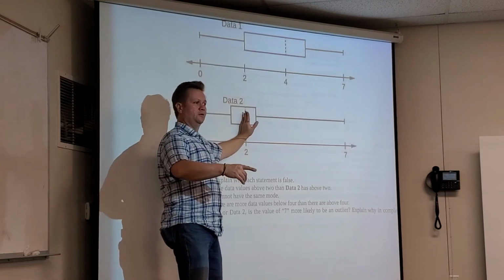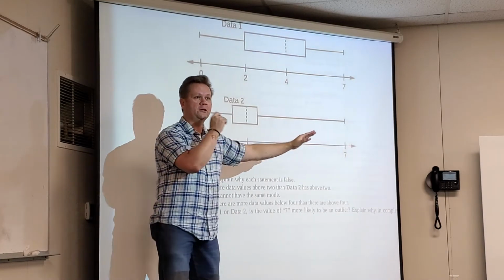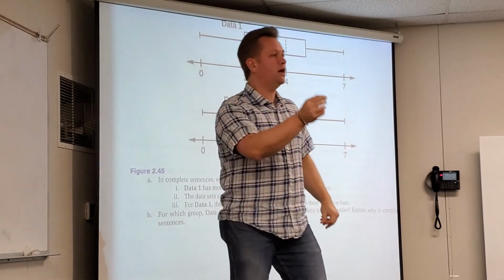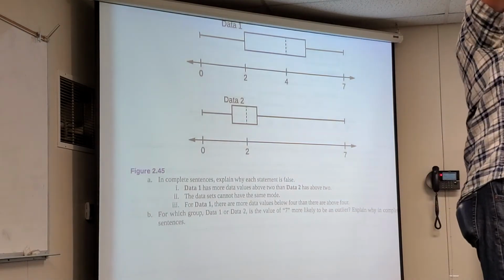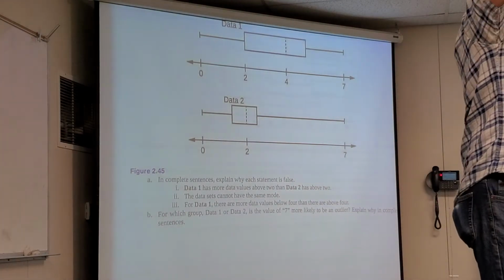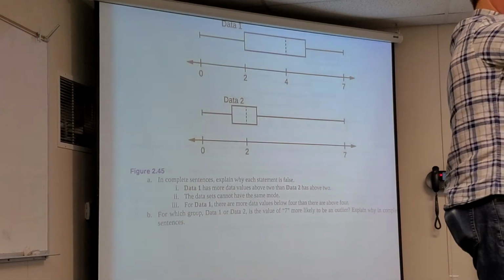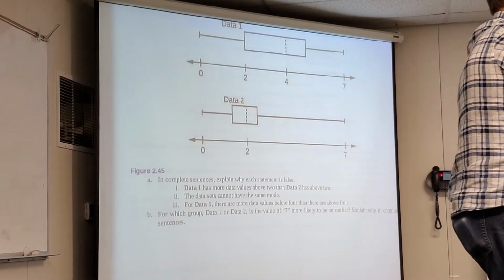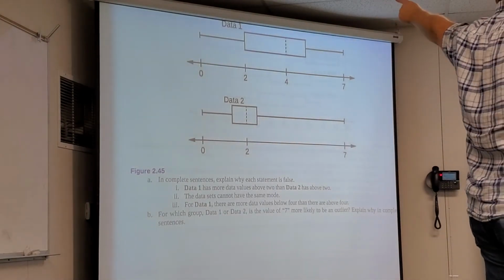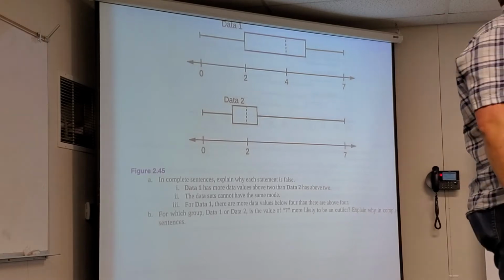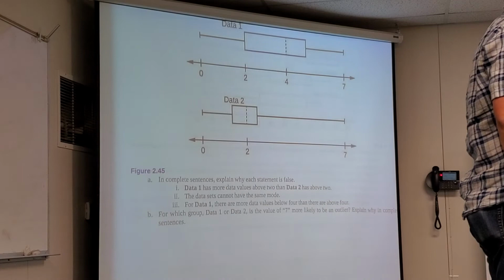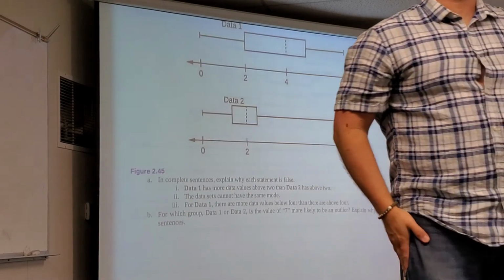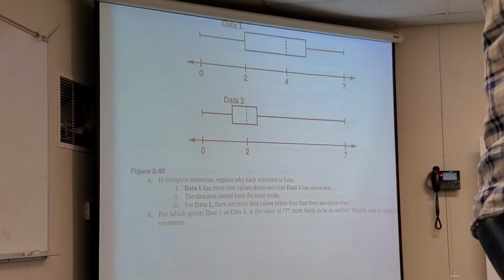What percentage is above 2 in data 2? So, half of it, right? 50%. Are you with me? So is there a larger percentage in data 1 above 2? Yes. Does that mean that there are more data points in data 1 above 2? No. Because maybe data 1 has 13 data points, and maybe data 2 has 18 billion data points. Maybe.